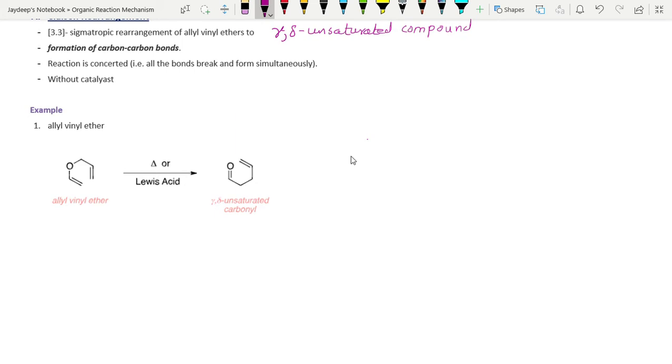So let us understand the mechanism. While understanding the mechanism of such sigmatropic reactions, one thing we should remember is that an old sigma bond is going to be broken, that is, cleaved, and another thing is that a new sigma bond is going to be formed. So these are the two important steps. In sigmatropic rearrangement, the old sigma bond is broken and a new sigma bond is formed. Similarly, in this case, the sigma bond is going to be cleaved.